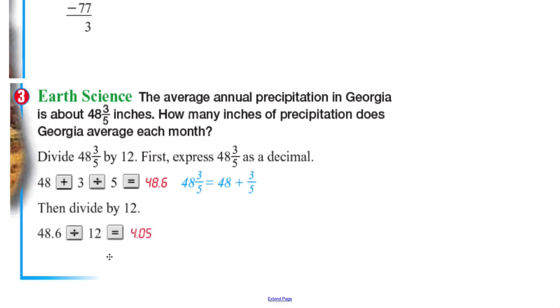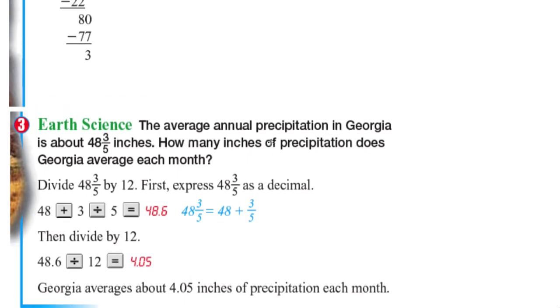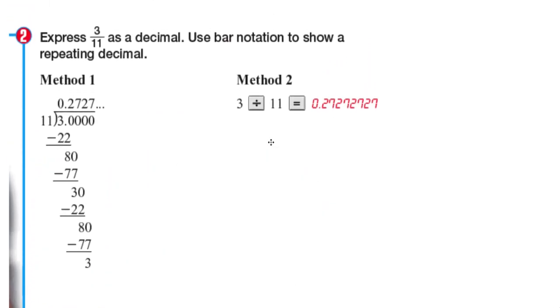Okay, we end up with 4.05. Georgia averages about 4.05 inches of precipitation each month. Okay, and these are terminating and repeating decimals.